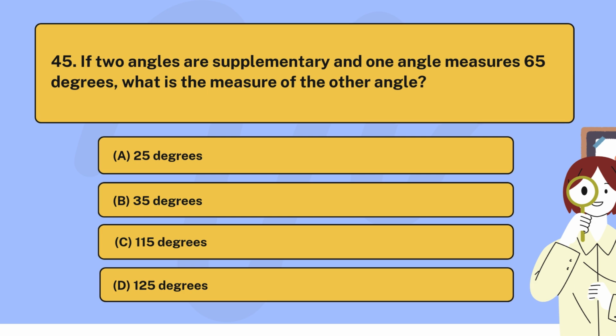Question 45. If two angles are supplementary and one angle measures 65 degrees, what is the measure of the other angle? A. 25 degrees. B. 35 degrees. C. 115 degrees. D. 125 degrees.